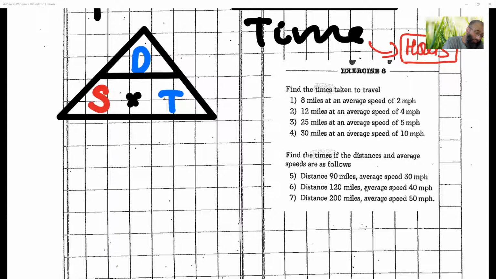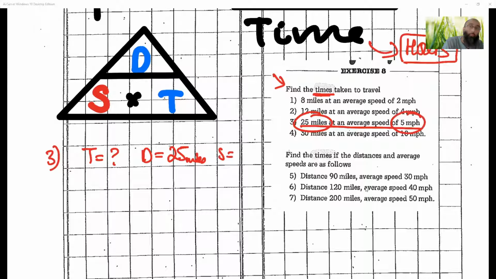Let's try question number 3. Huzaifa, read question number 3 to me, please. Find the time taken to travel 25 miles at an average speed of 5 miles per hour. So time is equal to, we don't know. Iman, what's the distance? The distance is 25 miles. And what is the speed, Haseeb? 5 miles per hour.